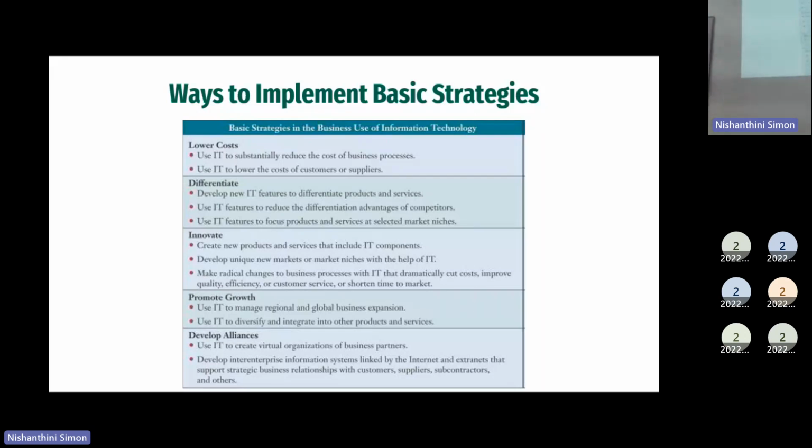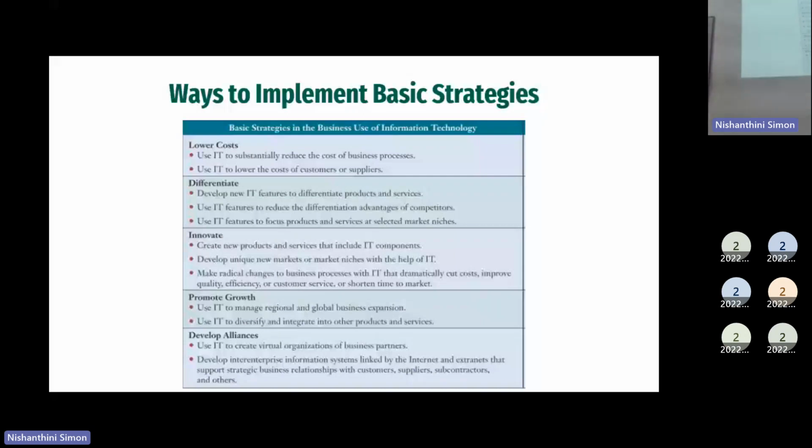Then innovation: something very new we have to do. With the support of IT, we can introduce new business models, new products and services. Then growing: with IT support, one of the major things is online business. Rather than doing business in a normal way, through the system we have been able to access customers even from overseas, so our business is getting expanded.